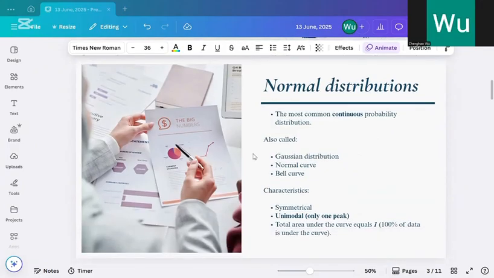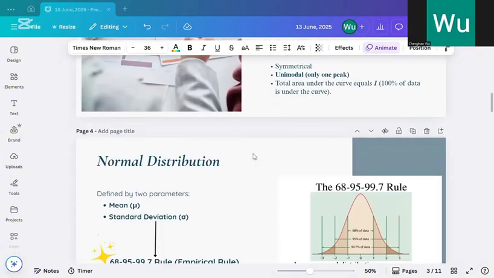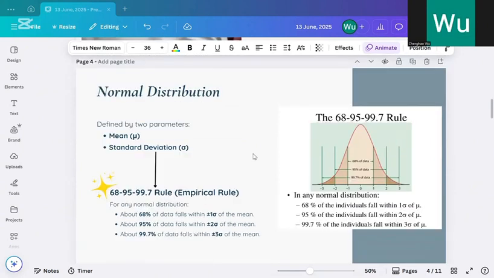It is symmetrical and unimodal, which means that it has only one peak, and the total area under the curve equals 1, which means that 100% of the data is under the curve. The normal distribution is defined by two parameters, which means that it is affected by the mean and standard deviation.